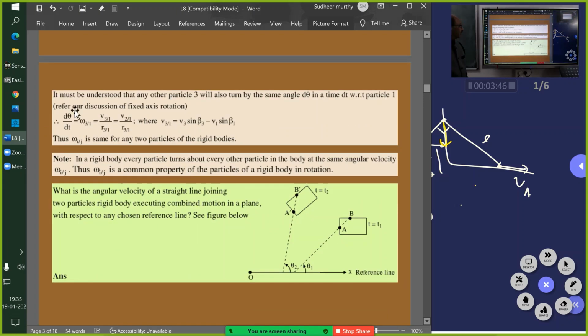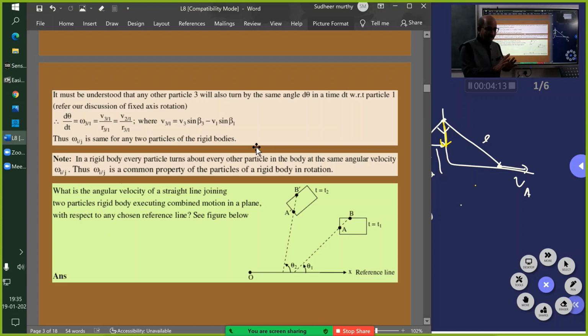Well, anyway, further it is done here. It must be understood that any particle 3 will also turn by the same angle d theta. That is, we have taken 2 particles, 1 and 2. You can experiment with a third particle. It will also behave the same. Only thing is omega 31 is equal to omega 21. Thus omega ij is the same for any 2 particles of the rigid body.